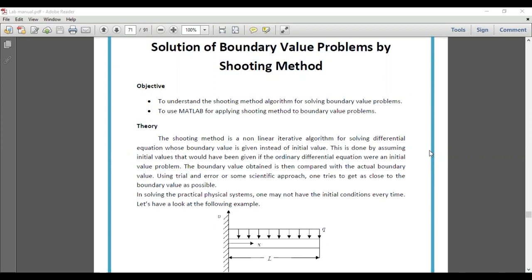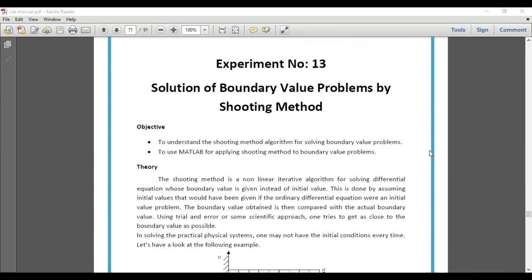In this lecture, I will demonstrate the shooting method of solving differential equations for boundary value problems. So, while solving differential equations, mostly we are given initial conditions, and it is easy to solve such ODEs when we are given initial conditions.